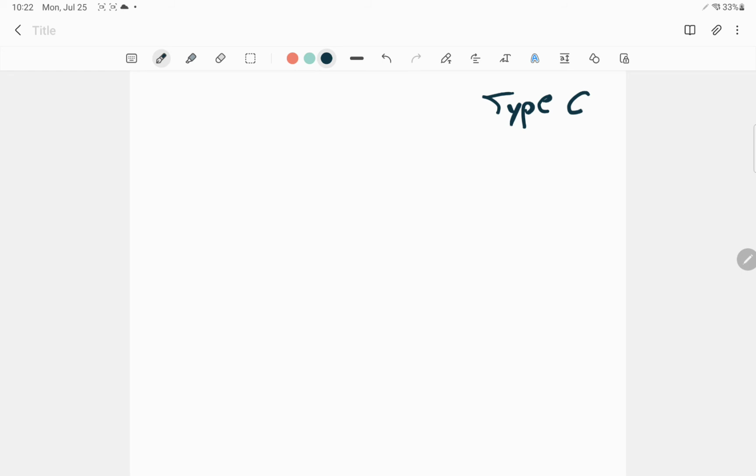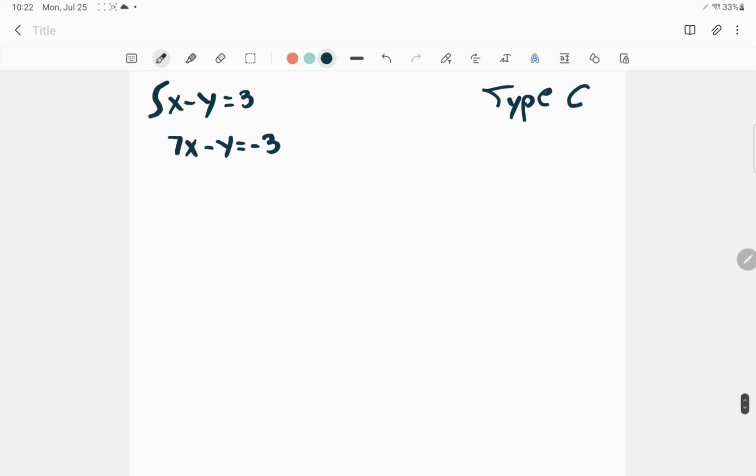So type C. Okay? What you're going to have to do on type C, you're going to get something like this. You're going to get x minus y is equal to 3. And then you're going to get 7x minus y equals negative 3. This is a type C problem. Same system of equations. We have two different equations, and we're going to have to find a value for x and a value for y that makes the whole thing true.